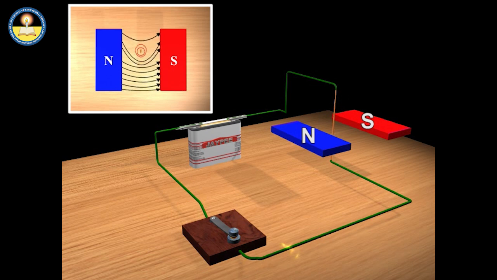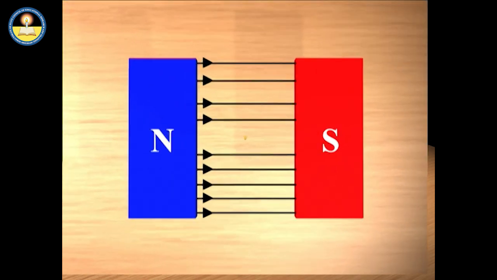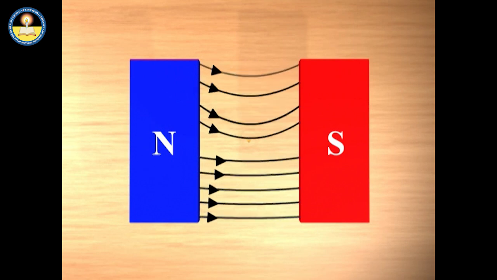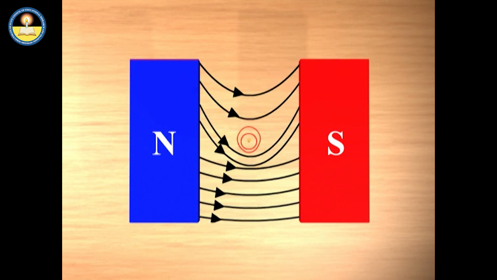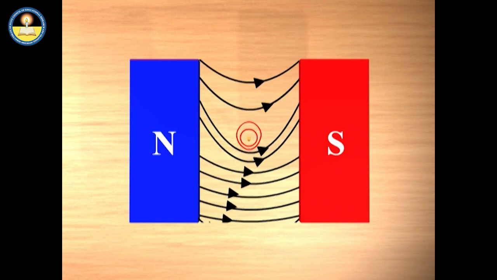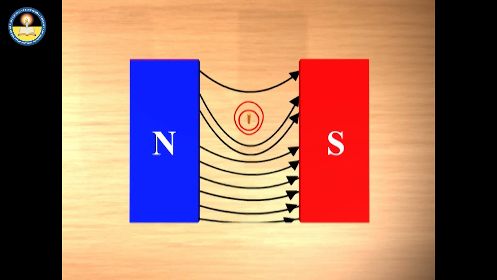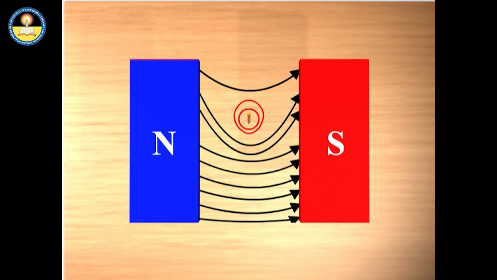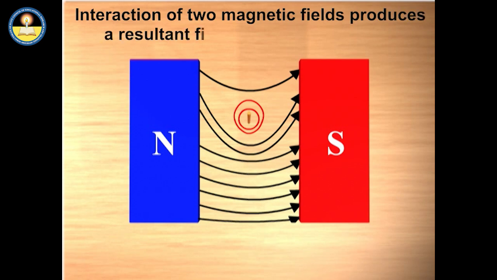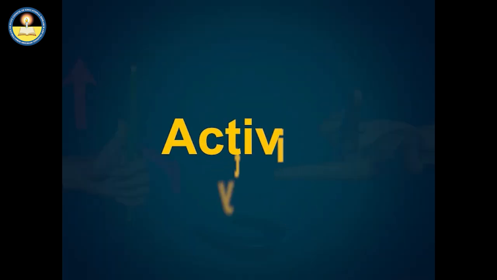This indicates that a current-carrying conductor, when placed in an external uniform magnetic field in a direction other than the direction of the magnetic field, experiences a magnetic force. However, the interaction of two magnetic fields produces a resultant field called catapult field. For more clarity, let's see an activity.